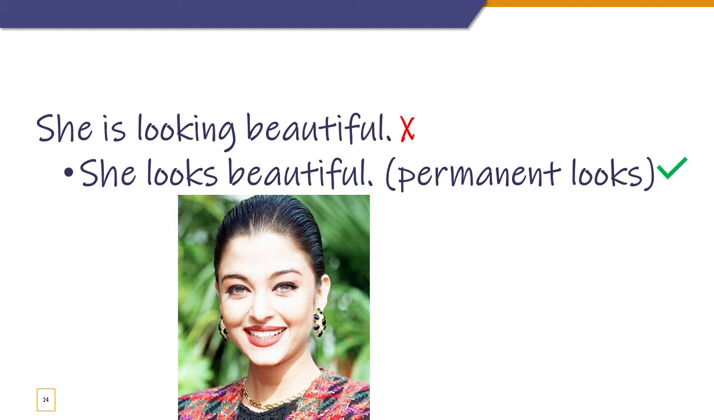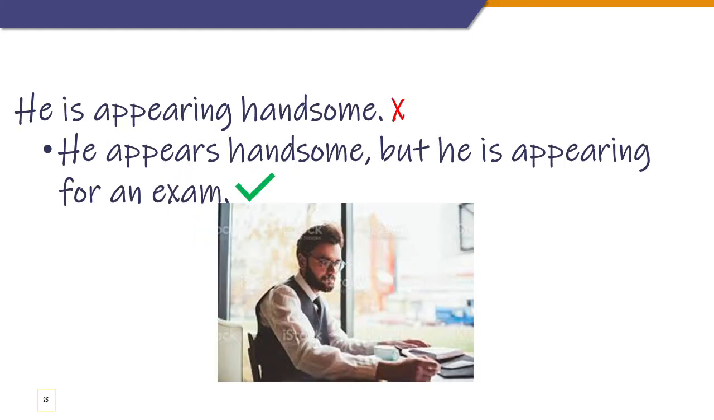So she looks beautiful. Okay, so this is about your permanent looks. Doesn't she look beautiful? Right? She's the most beautiful woman in the world. Okay, so let's look at another example about looks again. So when you talk about looks of someone, you could also use the word appear. Okay, "he is appearing handsome" is wrong.